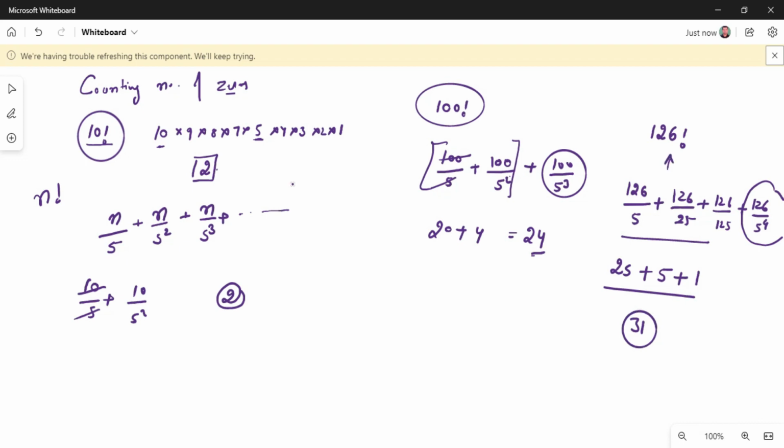So this is how you can find out number of zeros in a given factorial function.